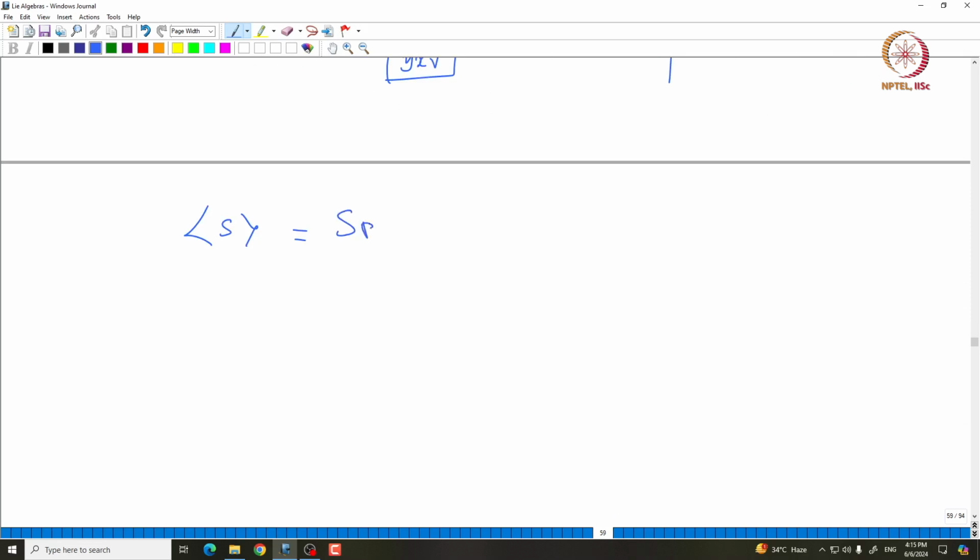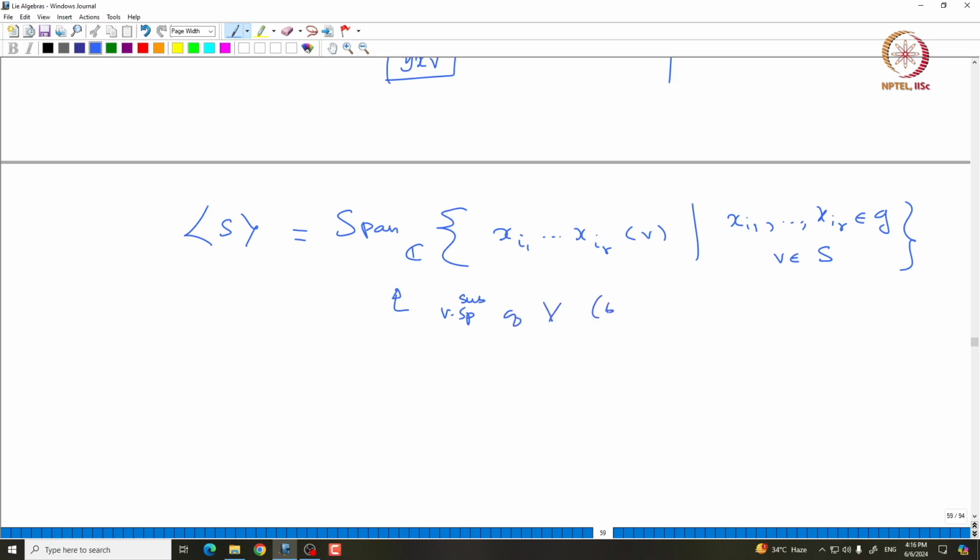We can take the span of, okay, we can pick a vector and then repeatedly apply elements of G. So, we can take xi1 etc. xir and apply it on v, where xi1 etc. xir we pick from G, and the vector v we pick from S. If we take the span of all this, first of all it is going to be a vector subspace of capital V by definition.